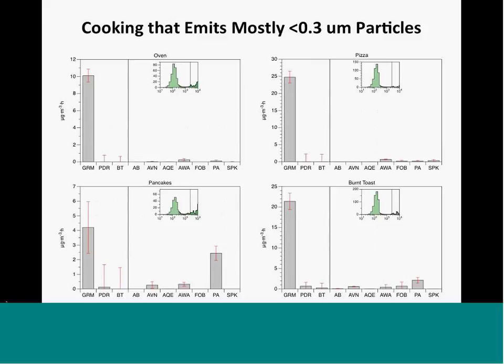And here we have some typical cooking events that are not that unusual, things like burning toast, cooking pizza and pancakes, or just turning an oven on. But their particle distributions are very much in the smaller scale particles, and you can see that even our research grade instruments, the PDR, for example, does not see these small particles. The only device that saw the small particles was our reference device in this case, which is the GRIM. So you can see that if we're looking for very small particles, these devices won't work.